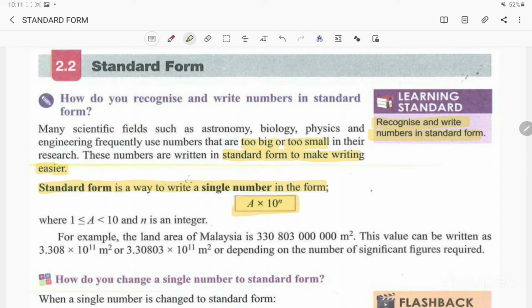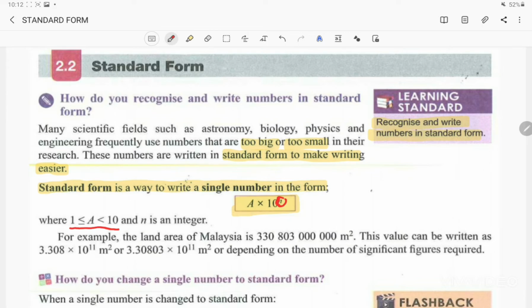of n. Okay, value a must be greater than or equals to 1. Okay, dia mesti greater than or equals to 1. And mesti less than 10. Dia tak boleh sama dengan 10. Dia boleh less than 10. Okay, means that value a ni adalah between 1 and 10 and a can be equals to 1.